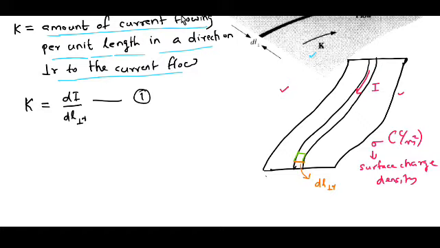Then the other side, this side is the length of the strip parallel to the current. Therefore, this is the dl parallel. dl parallel means this is a length element that is parallel to the current. Our current is flowing in this direction, and this length element is parallel to the current.